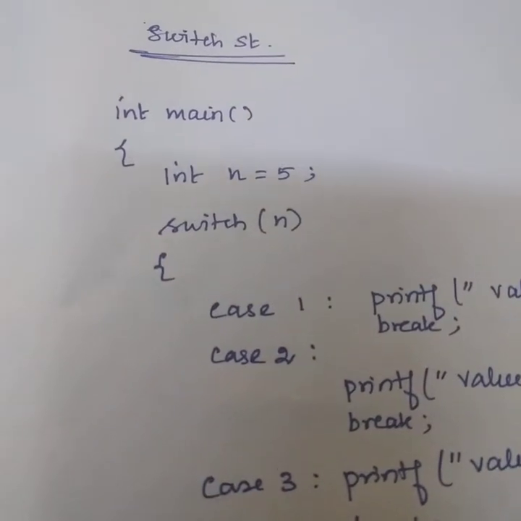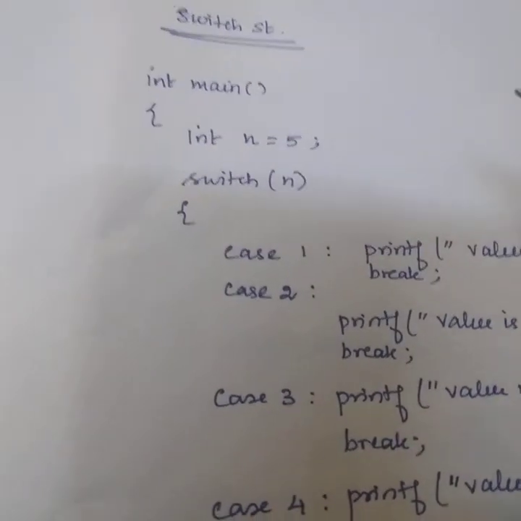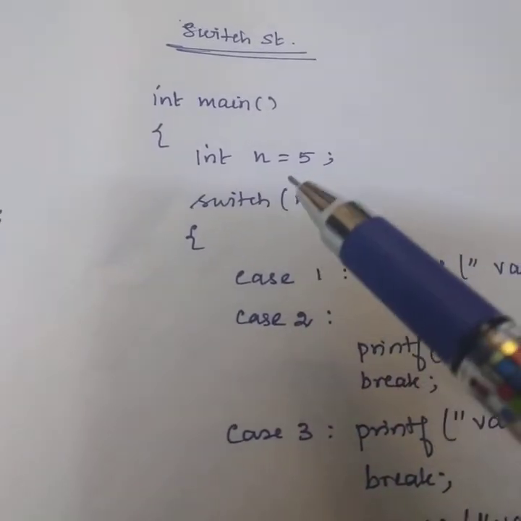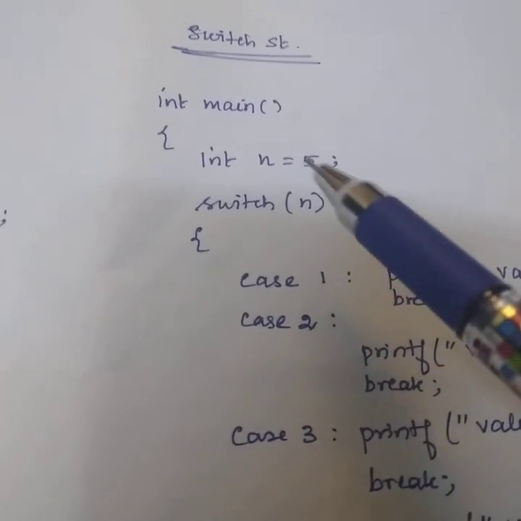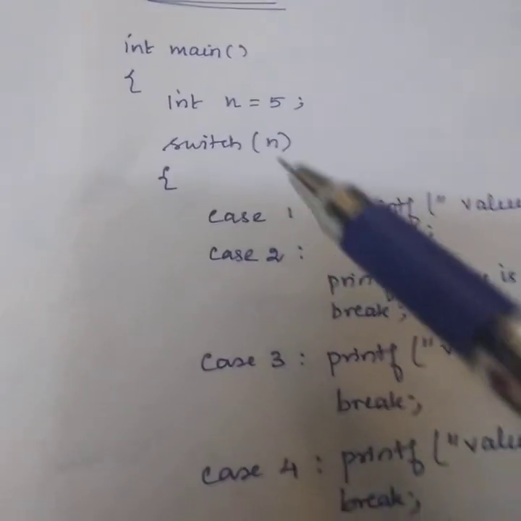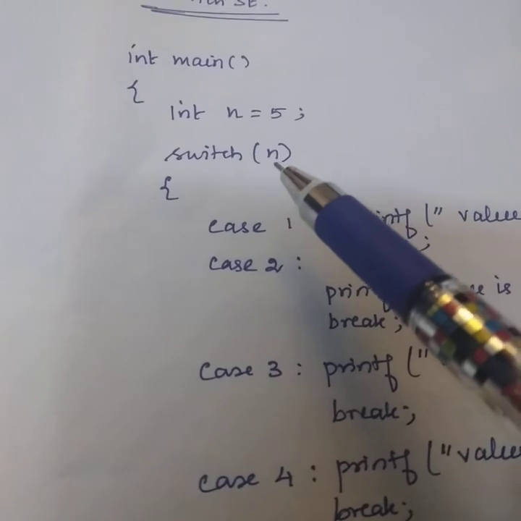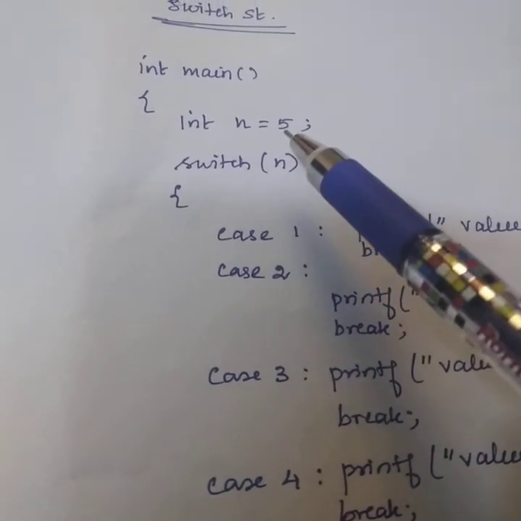Switch is the most convenient if we have multiple cases. So let's see this program. Int main, int n equal to 5. We are setting the value 5 to the variable n. Now we are starting switch, it's a keyword, switch n. So in n, what will be the value? The value will be 5.